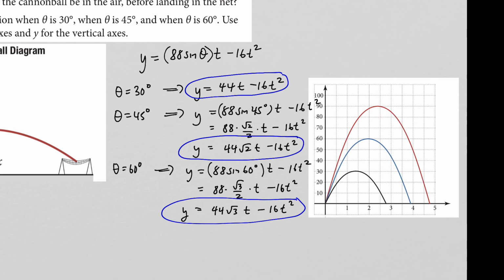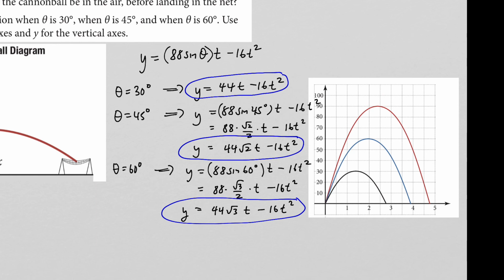So you can see that when theta is 30 degrees, the maximum height of the cannonball appears to be about 30 feet into the air. But if we change the angle of the cannon to 45 degrees, now the person's going to reach a maximum height of about 60 feet. And finally, if you change the angle of the cannon to 60 degrees, now the person's going to reach a maximum height of about 90 feet. And the cannonball will stay in the air longer.